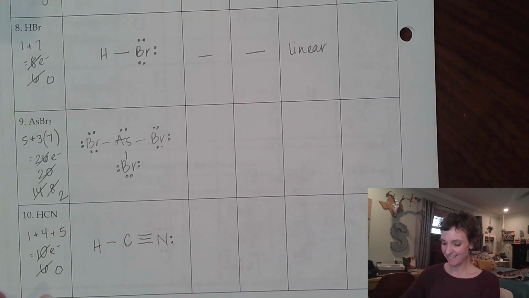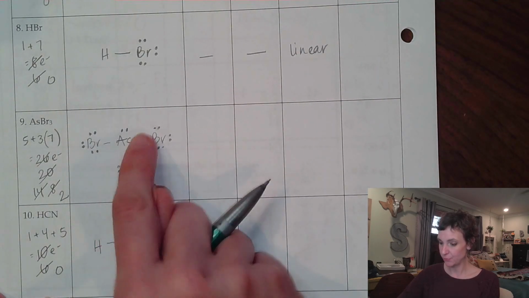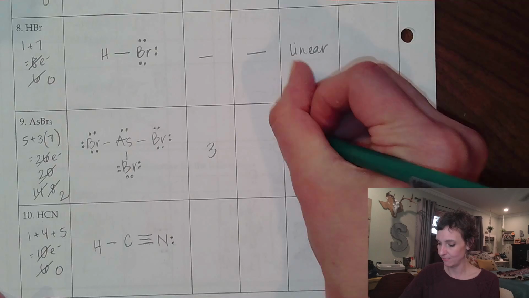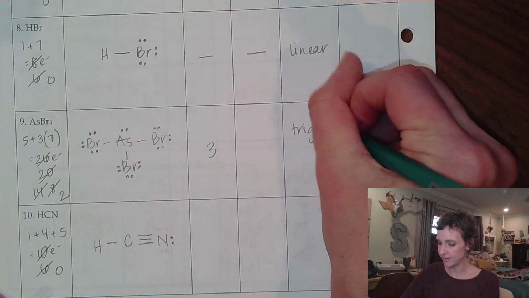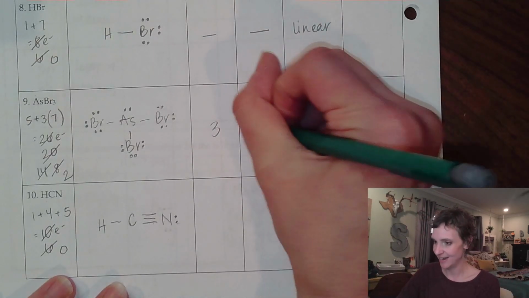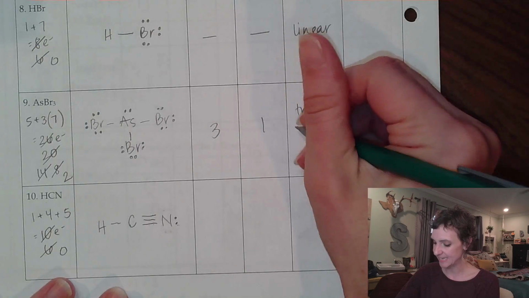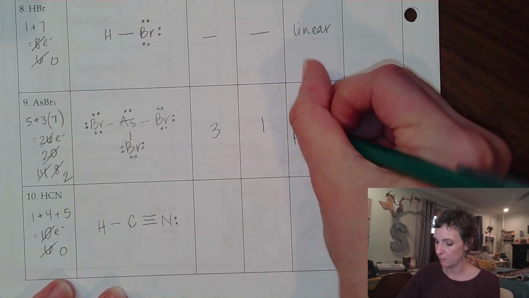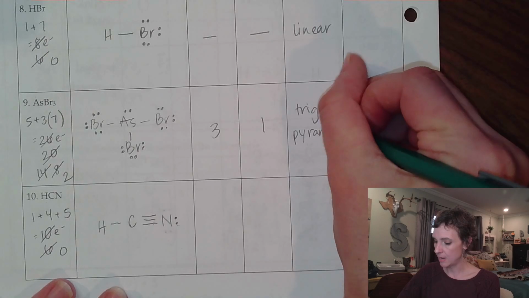Next one down, I have arsenic tribromide, my central atom of arsenic. He has got 1, 2, 3 bonding regions. I'm thinking trigonal. Trigonal something. Does he have a fancy party hat? Yes, he does. 1 lone pair means he is fun, he is fancy, he is trigonal pyramidal.